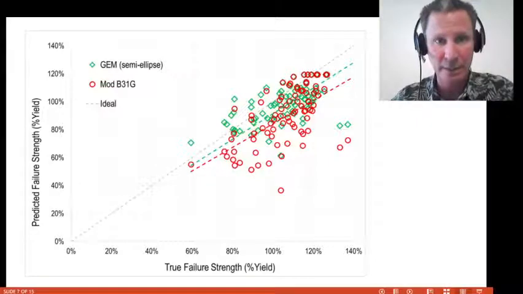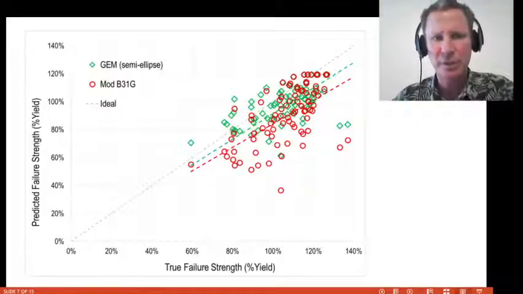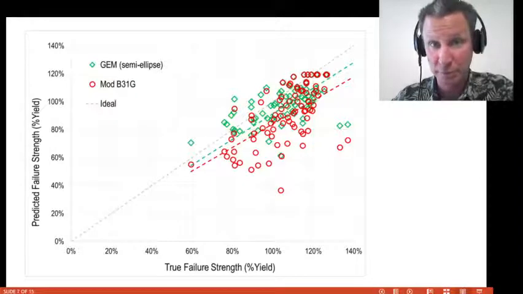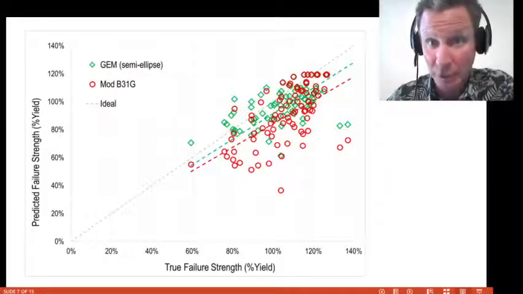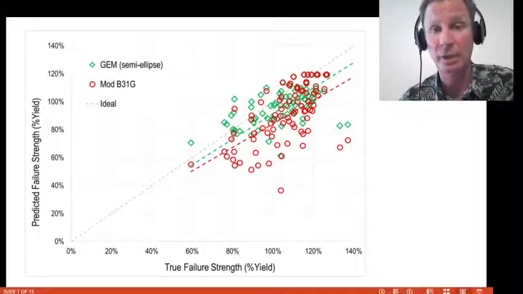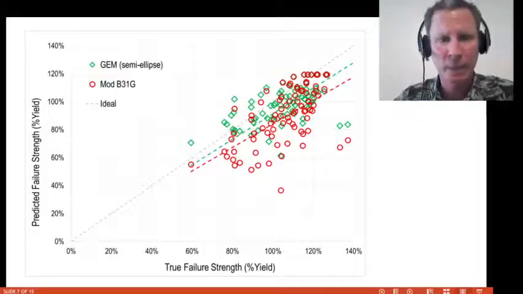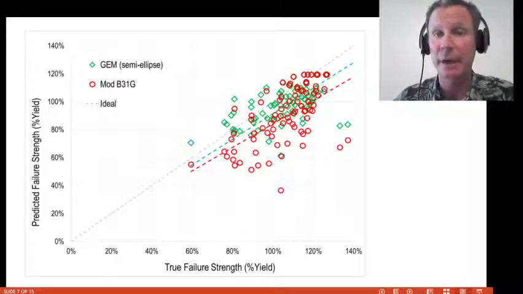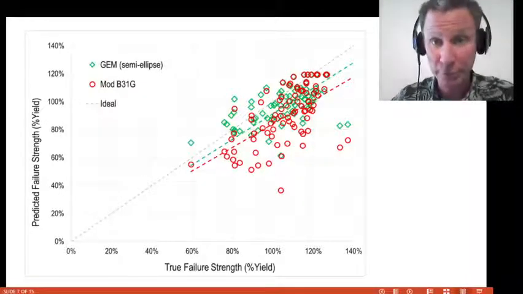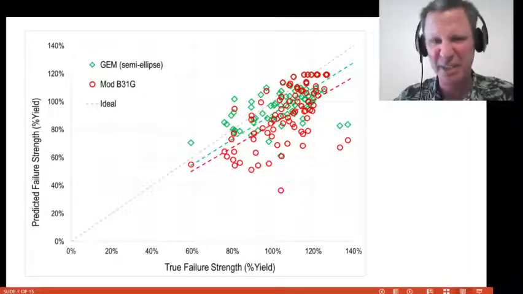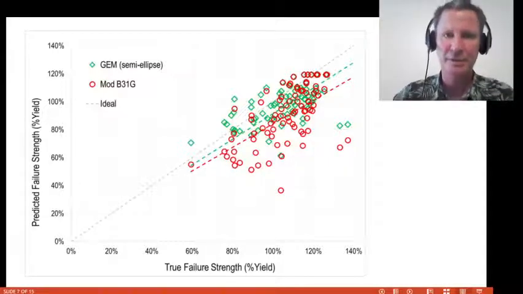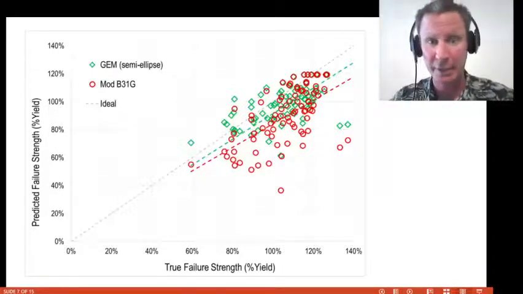They're both kind of messy. Now, one thing that I will point to is notice that there are some non-conservative predictions here. And this is a level 1 assessment, and there are some non-conservative predictions. Those are the ones that are over the unity line. We've got most of our data points below the unity line, which means that they are conservative, which is safe for our pipeline, but potentially very expensive if you're the pipeline operator that's paying the bills on doing the repairs.